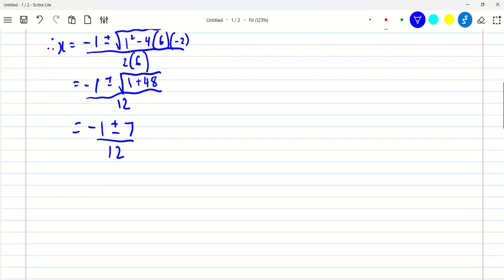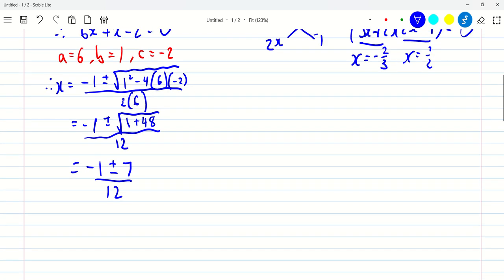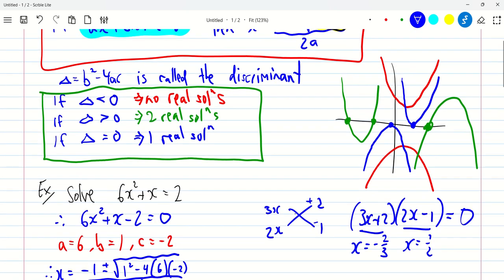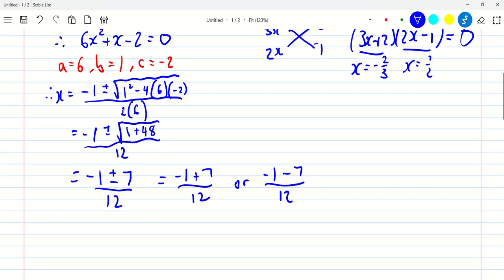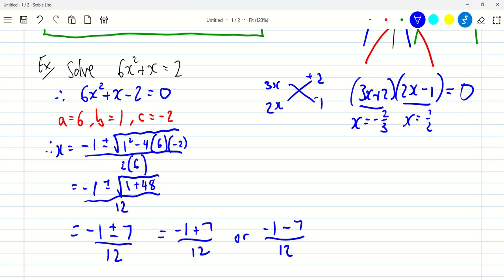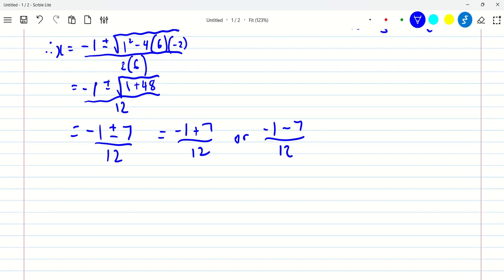Now, what does that plus or minus mean? This is the bit where sometimes students get to this point and go, well, what am I doing from here? One of the solutions is going to come from the plus, the other solution is going to come from the minus. So that's equal to negative 1 plus 7 over 12, or negative 1 minus 7 over 12. So they're the two possible solutions. Remember, we said that if the discriminant is greater than 0, we're going to get two real solutions. Our discriminant was 49, so we know we're going to get two solutions.